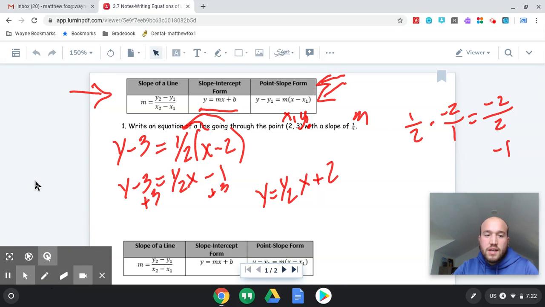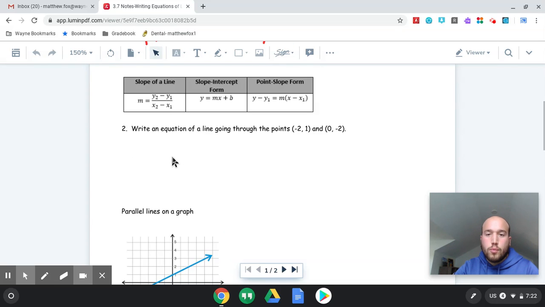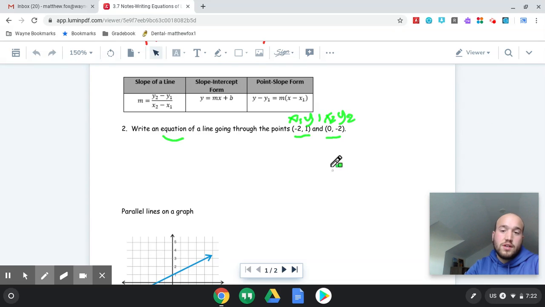Now, the second type we talked about yesterday at the end, what do we do if we are not given the slope? Instead, we have 2 points. So on this problem, we are asked to find an equation of a line that goes through these 2 points, (-2, 1) and (0, -2). First we need to decide which one is x1, y1 and which one is x2, y2. Doesn't really matter. Remember, x comes first, so x1, y1, and then that will make this x2, y2. Now the second thing we need to do after labeling our points is find our slope.